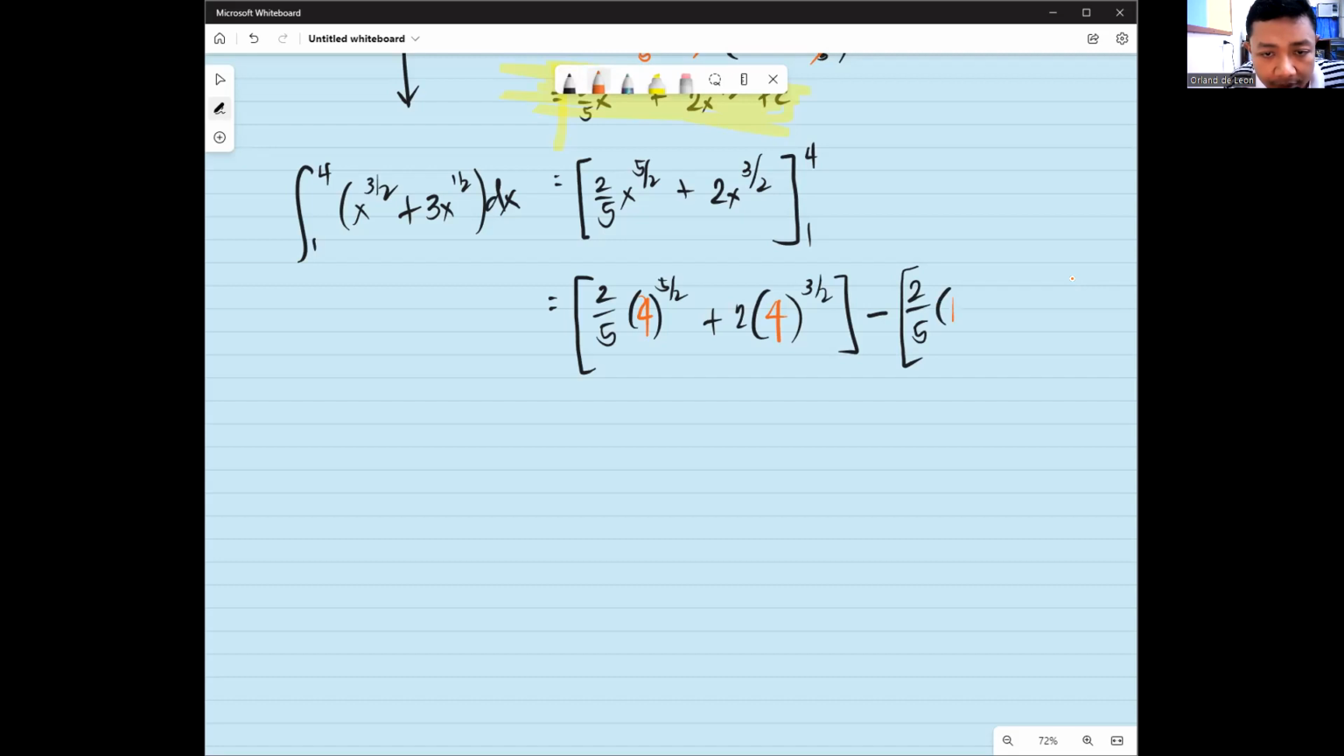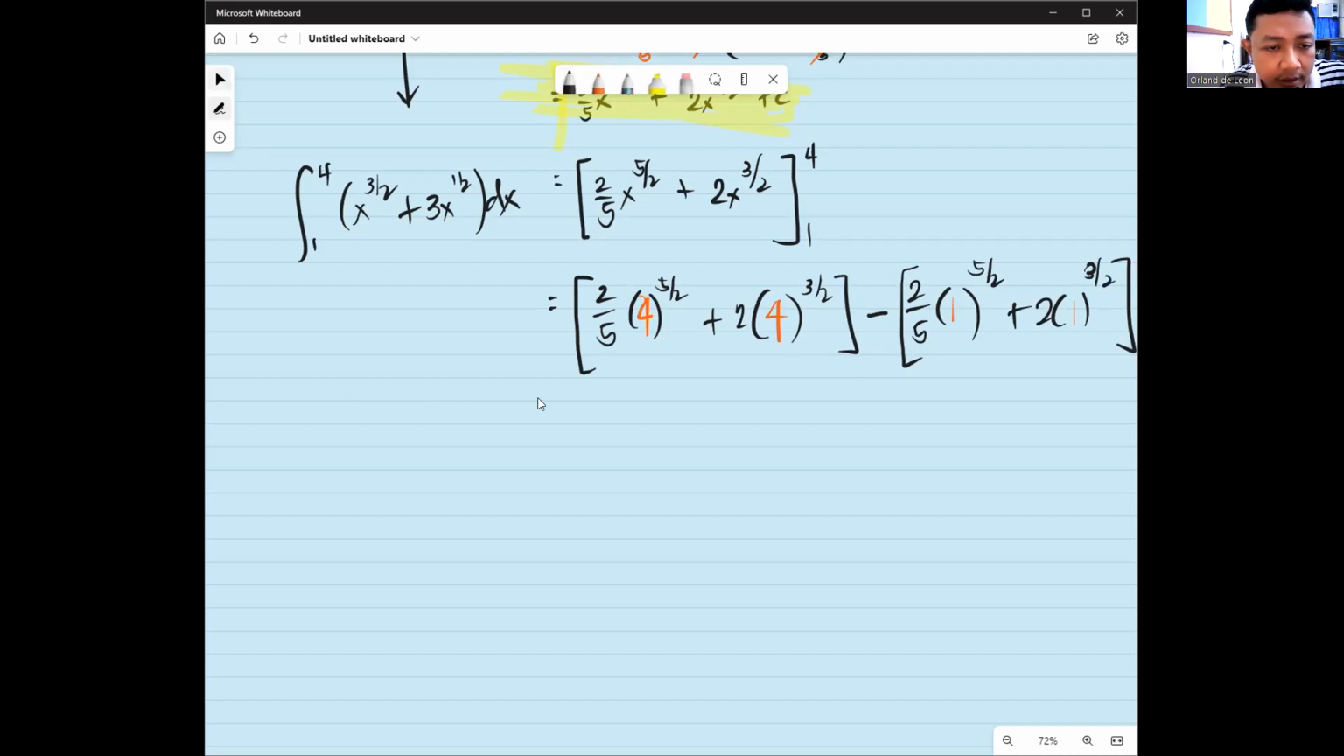I hope you see the difference of the process. 1 raised to 5 over 2 plus 2 times 1. Let me change that. There you go. 1 raised to 3 over 2, close bracket. Okay. And so now we can solve this.